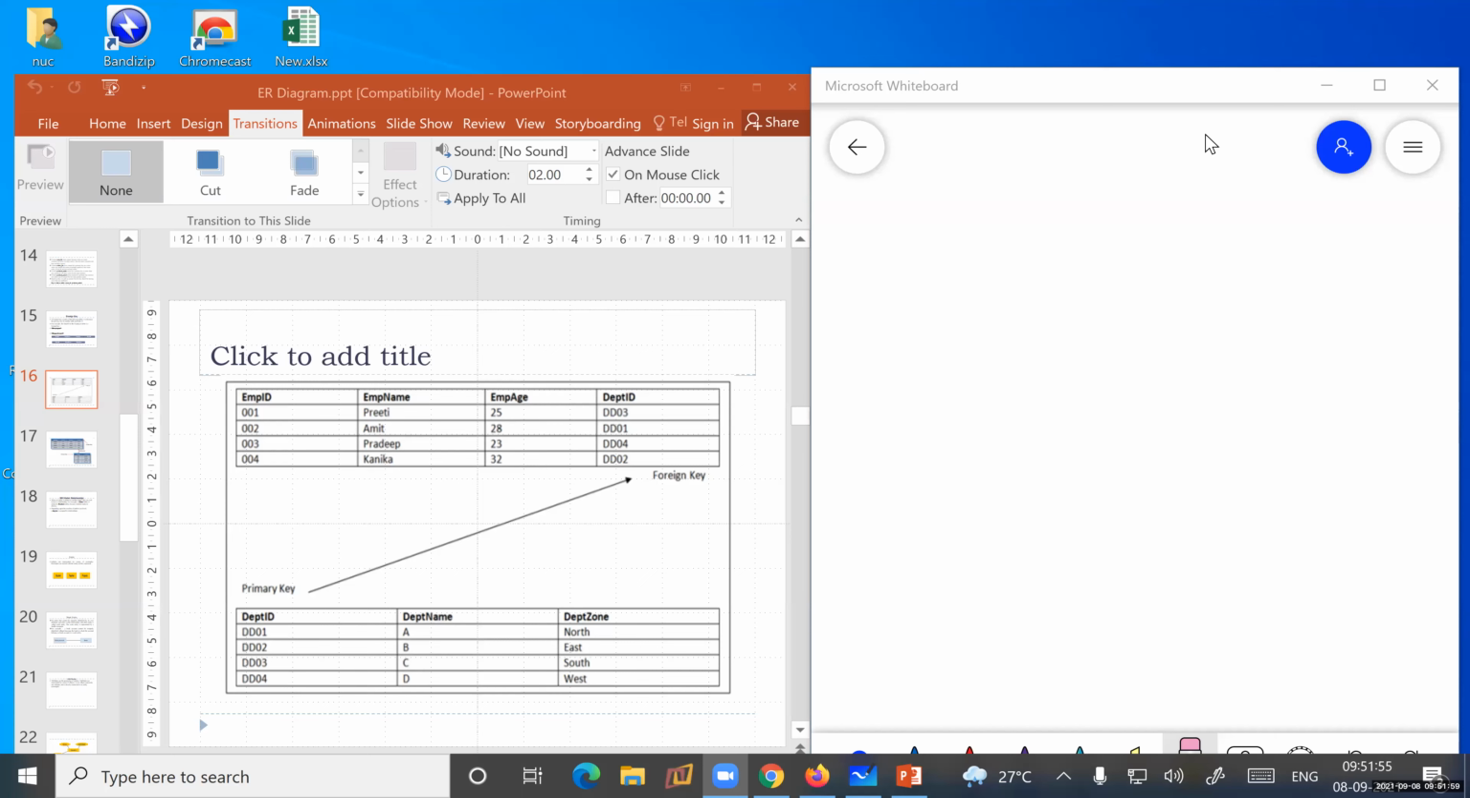Okay students, am I audible to you properly? Yes, ma'am. So last class we were doing the ER diagram. So we have started with.